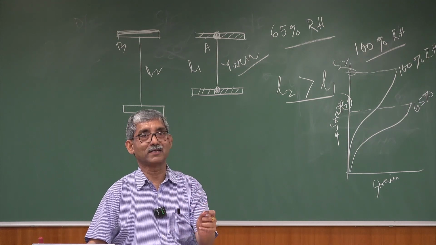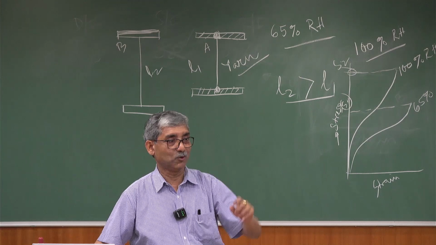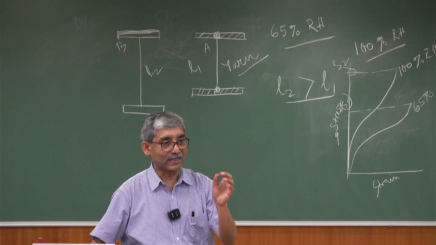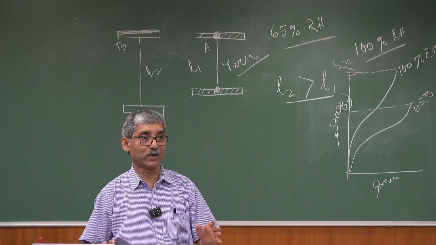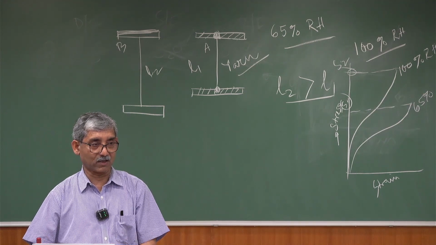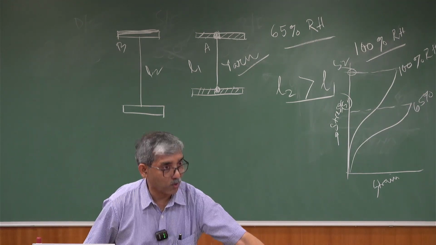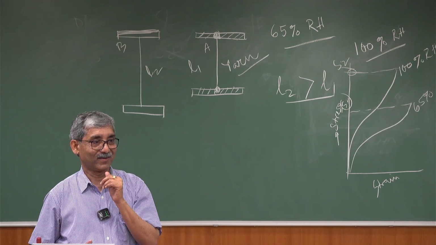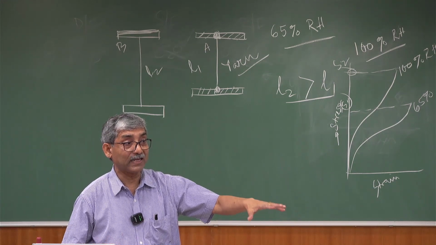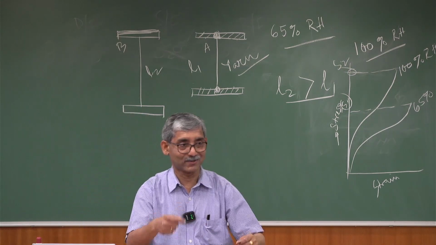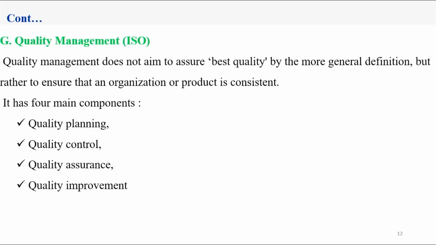Four main components are there: quality planning, where you plan the quality, then quality control, quality assurance, and quality improvement. Today you are getting some standard quality, continuously. With the same raw material, can you improve this? Not by paying extra price or adding extra, but can you improve this quality? So continuous improvement also has to be there.